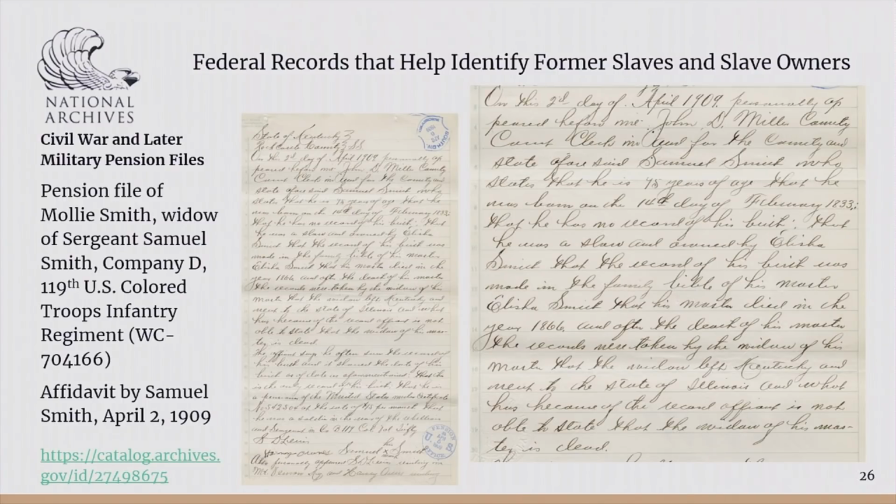So here's the April 1909 affidavit, and on the right is the enlargement, in which it indicates his birth date of April 14, 1833, that his owner was Elisha Smith, that Elisha Smith made a record of his birth in the family Bible, that Elisha Smith died in 1866, and when the widow moved to Illinois, and Samuel has no idea whether the widow is alive or where the Bible is. So details like this are what you will find in pension files that may help you.